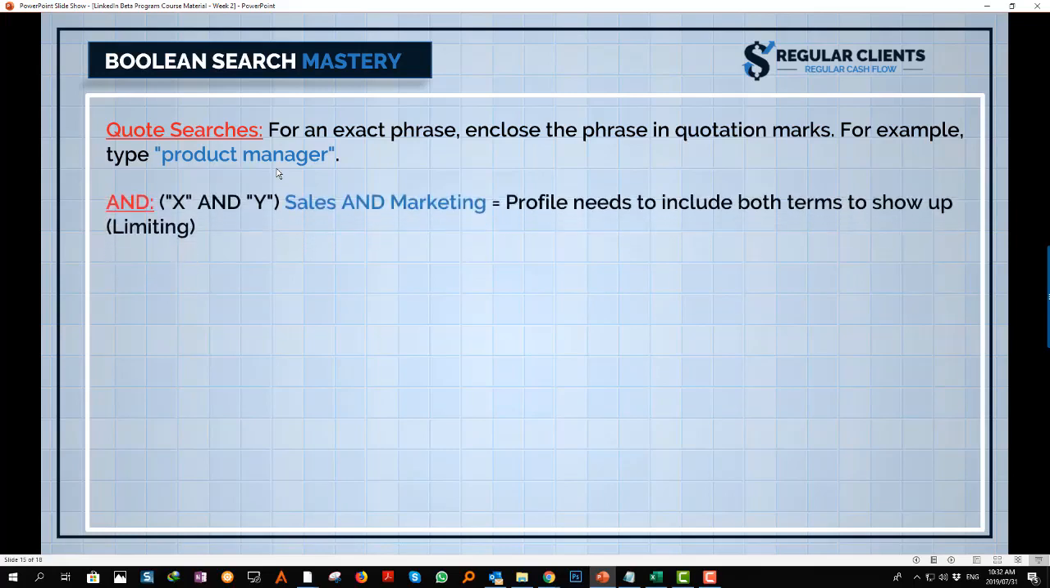The next thing is the AND Boolean search string. So this is exactly what it sounds like.